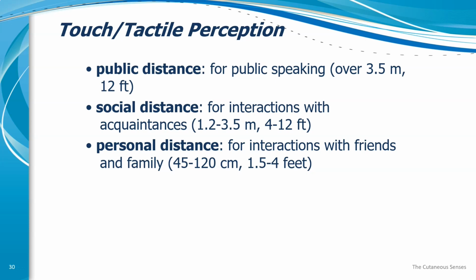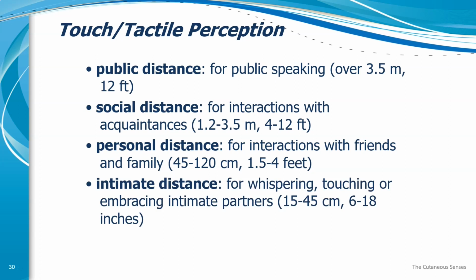And if you're closer than 1.5 feet, that's kind of wrong too, because anything closer than that is the intimate distance. And this is for whispering, for actually touching or for embracing your intimate partners. And again, we're most aware of this when there are violations of this. If you have to take public transportation and there are people in your intimate distance, that's kind of uncomfortable.